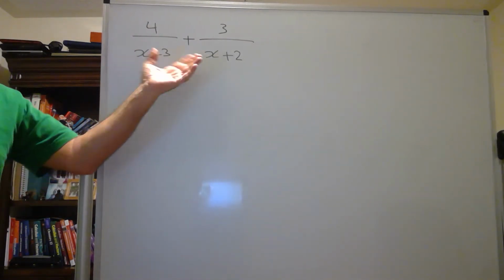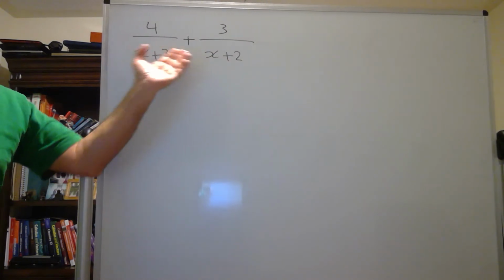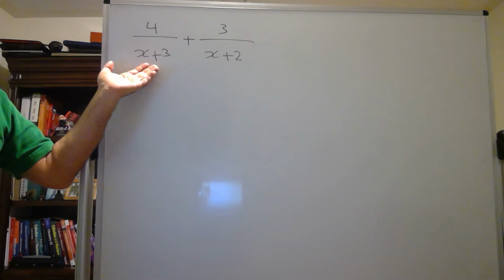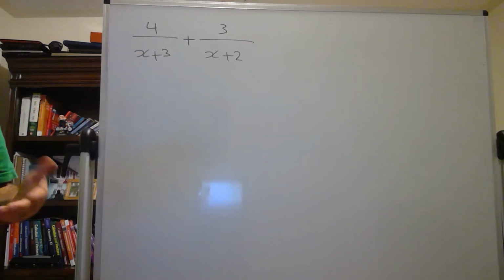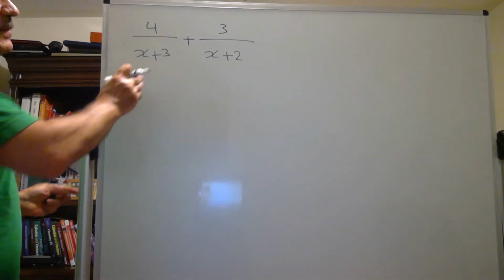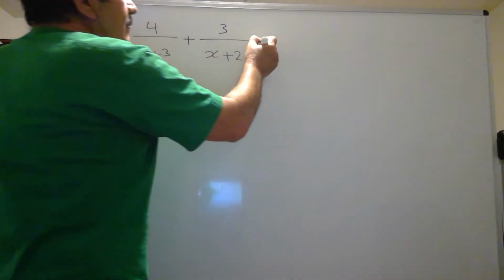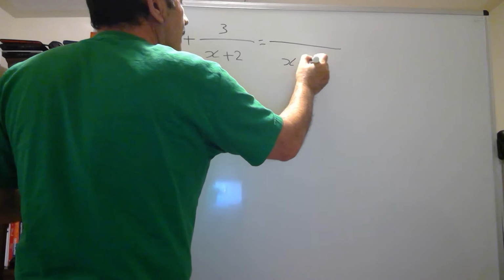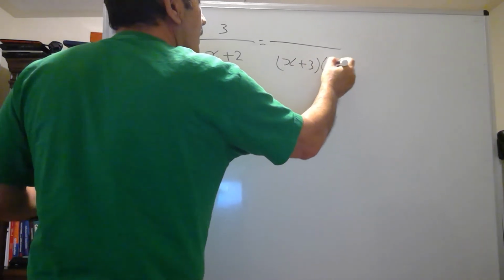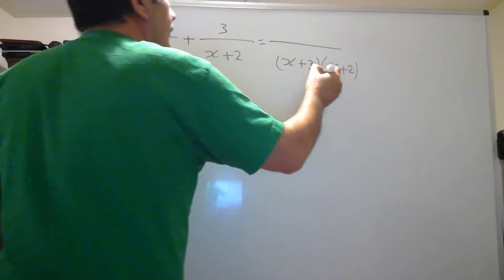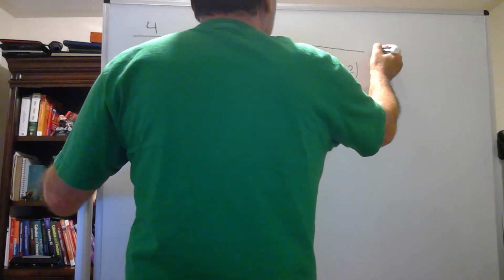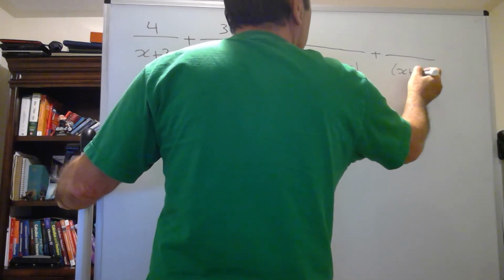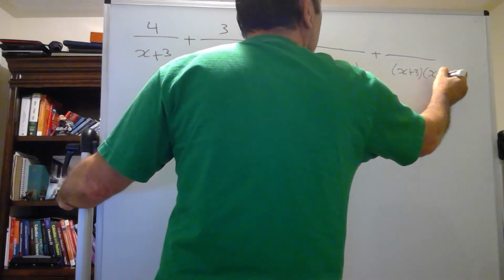So the LCM, we cannot factor any of them. They are in the non-factorable format or in the prime format. So what is the LCM? LCM is just combination of these two. Is x plus 3 times x plus 2. And for the other one, x plus 3, x plus 2.